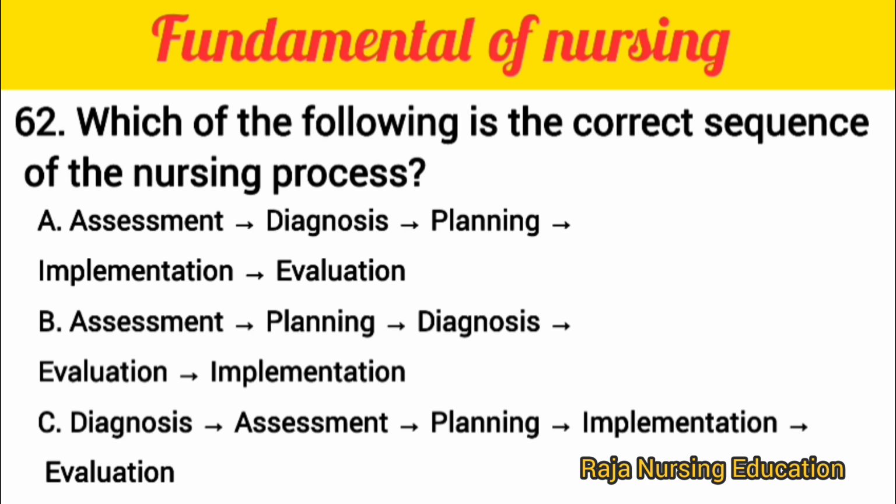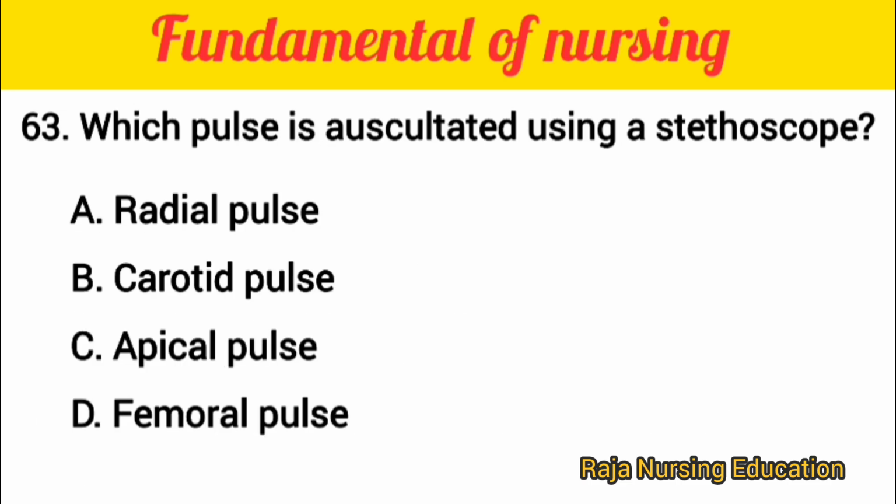Which of the following is the correct sequence of the nursing process? The answer is A. Assessment, diagnosis, planning, implementation, and evaluation. Which pulse is auscultated using a stethoscope? The answer is C. Apical pulse can be heard by stethoscope.